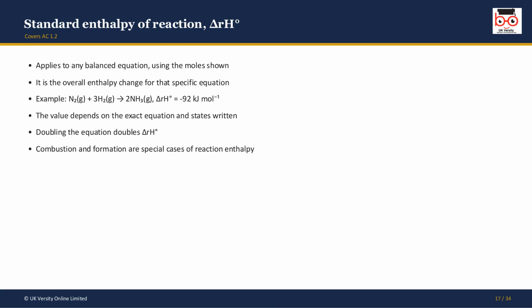The standard enthalpy of reaction is the most general of the 3. It applies to any balanced equation using exactly the moles written and gives the overall change for that specific reaction. For instance, nitrogen plus hydrogen reacting to give ammonia has a reaction enthalpy of minus 92 kilojoules per mole. The value depends entirely on the equation and states you write, so if you double the equation, you double delta H. Combustion and formation are really just special cases of this.